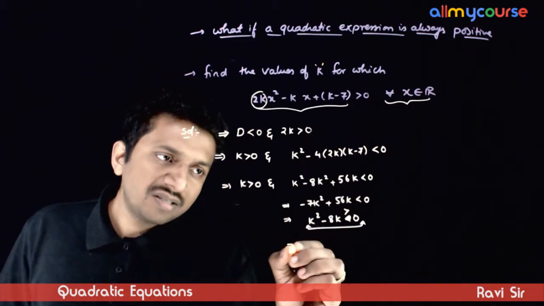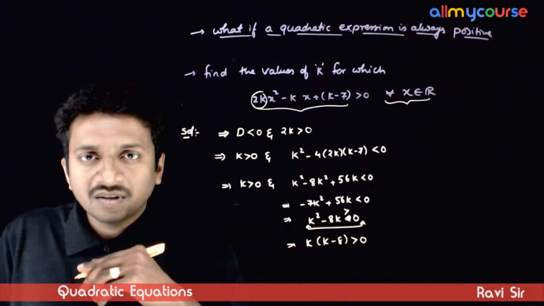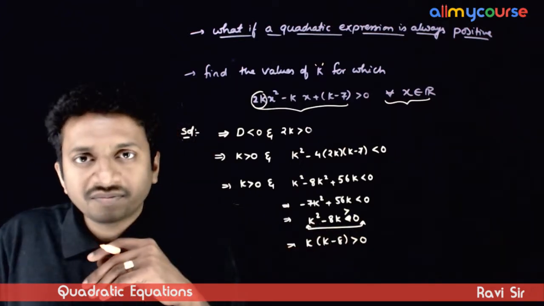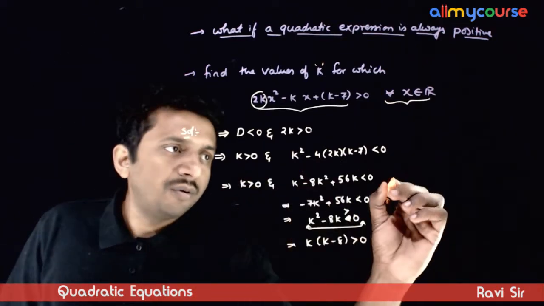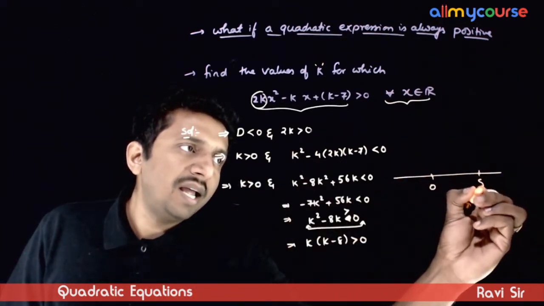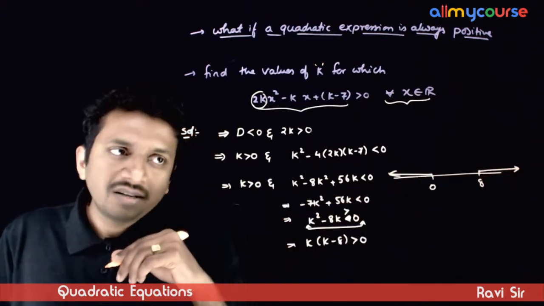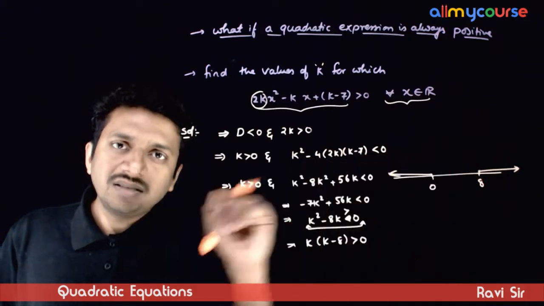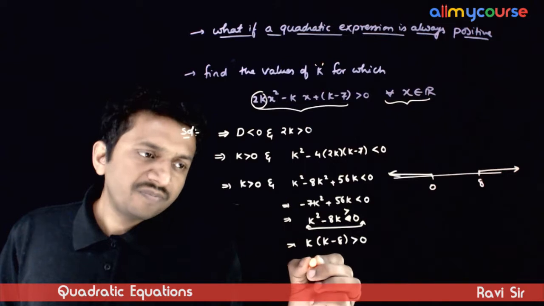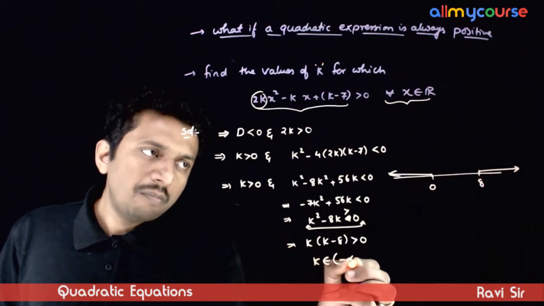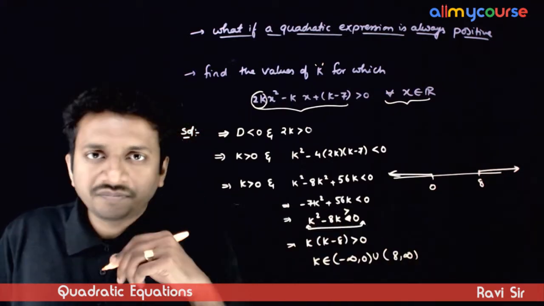So what are the roots of this? k times (k - 8) is greater than 0. So the roots are 0 and 8. k is equal to 0 and k is equal to 8. If you plot them on a real number line, 0 and 8, k has to lie outside 0 and 8 for this to be valid. So the solution for this is k belongs to (-∞, 0) union (8, ∞).